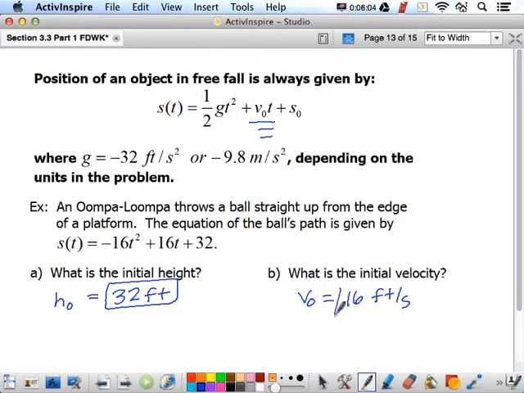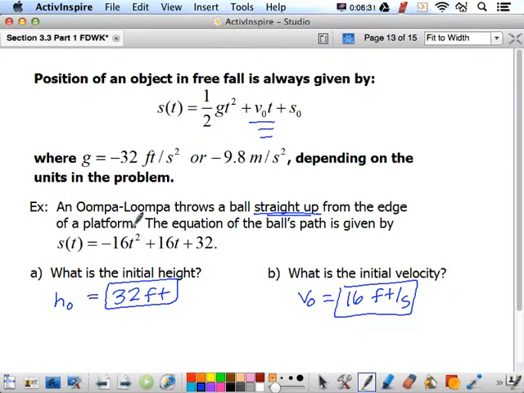Perfect. So what that means, because it's positive, is that the Oompa Loompa threw the ball straight up. If the Oompa Loompa had thrown it straight down, it would have been a negative 16t. Now this term is always going to be negative in a position function because that's how gravity acts. It always pulls things towards the ground. It does not shove them away from the ground. Which, that would be an interesting world to live in, wouldn't it?